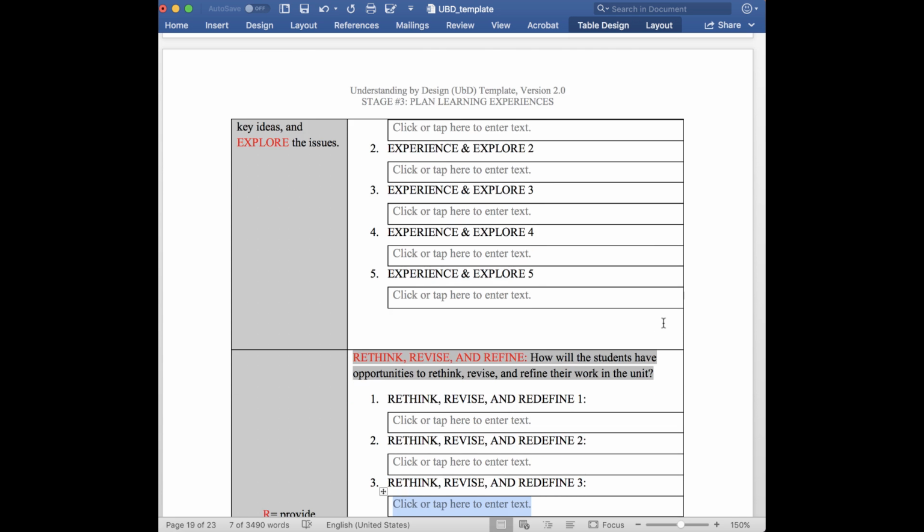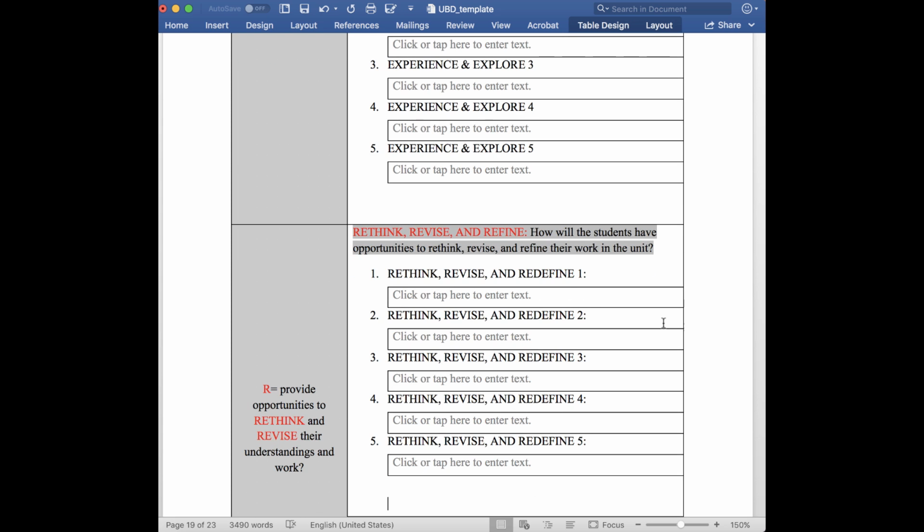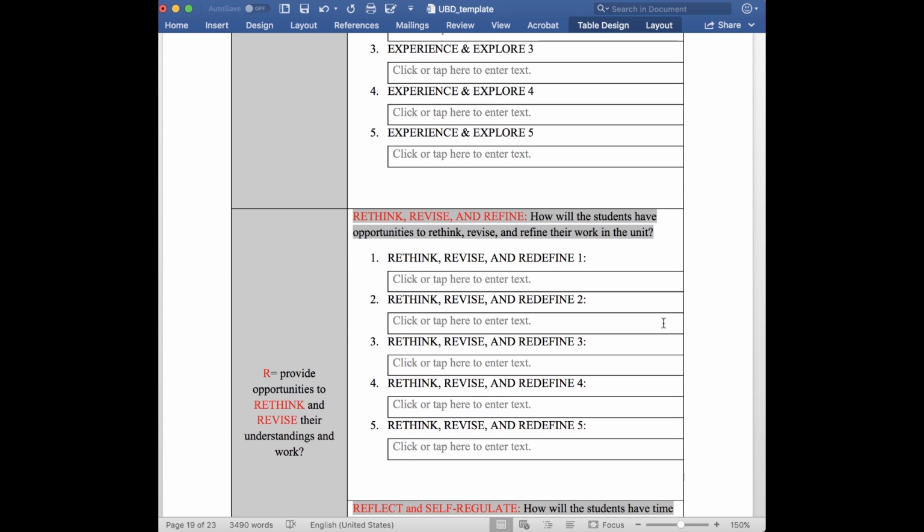Now let's move down to the R of the WHERETO. R, provide opportunities to rethink and revise their understandings and work. So part of understanding by design, it is an iterative design process, and you want to give students as many opportunities as possible to learn from their mistakes, or something maybe they didn't understand the first time, and to be able to go back and revise, or to at least be able to rethink about it, maybe do some journaling, think about how they could make a different choice or different problem solving techniques.